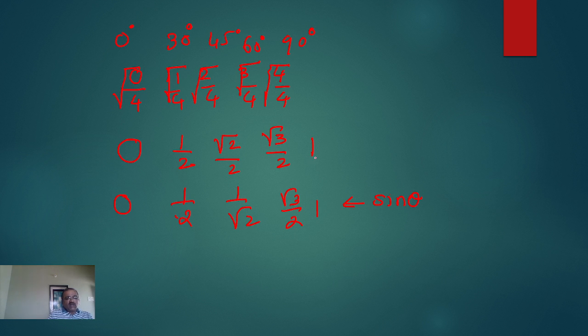If you want to write cos theta, then you write the same values in reverse order: this one you write here 1, this 0 you write on the other end, then root 3 by 2, 1 by root 2 and 1 by 2. These values are for cos theta. Likewise you can find the trigonometric values of all 6 functions by using this technique and you can remember them all the time. This is a very good technique to remember the trigonometric values of the standard angles.